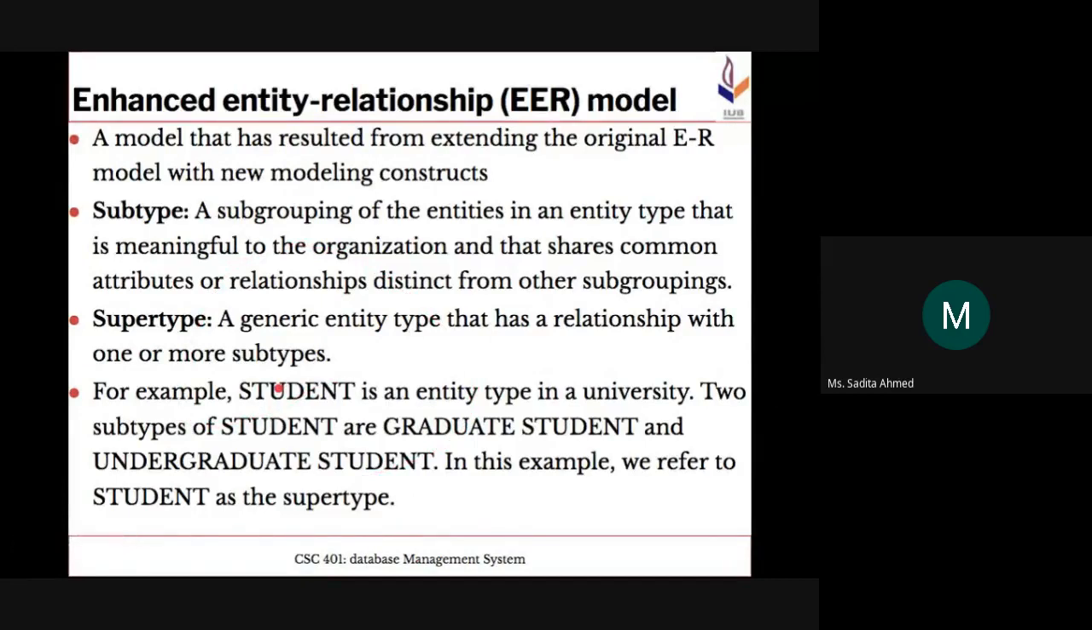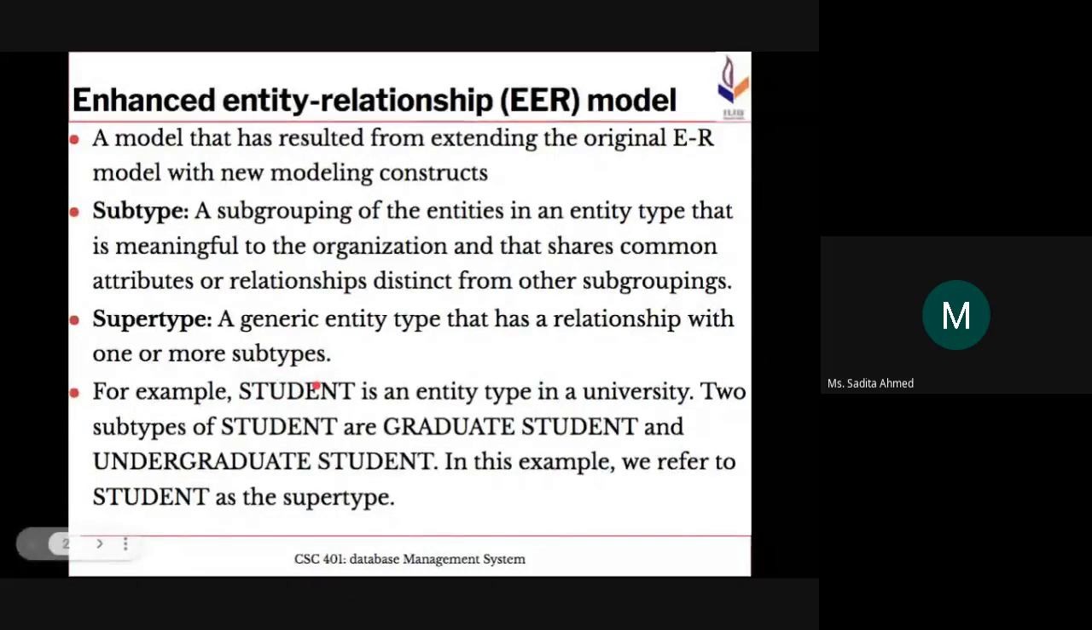Whenever you see a situation like that, this or the employee situation, where some attributes are common and some attributes are unique, what will we do? We will create a parent entity type, which we are calling the supertype, a generic entity type. So here in this example, student will be the supertype, and we will keep all the common attributes in the supertype.